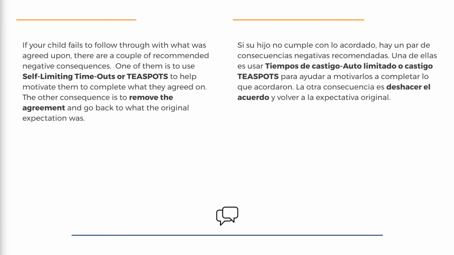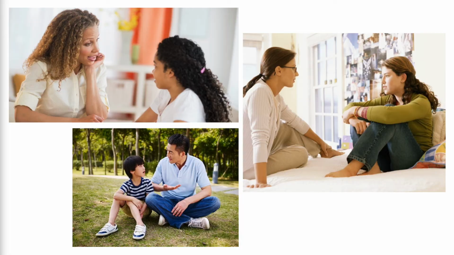If your child fails to follow through with what was agreed upon, there are a couple of recommended negative consequences. One of them is to use self-limiting timeouts or T-spots to help motivate them to complete what they agreed on. The other consequence is to remove the agreement and go back to what the original expectation was. Negotiation is something we are going to talk about in a lot of depth in a little bit.